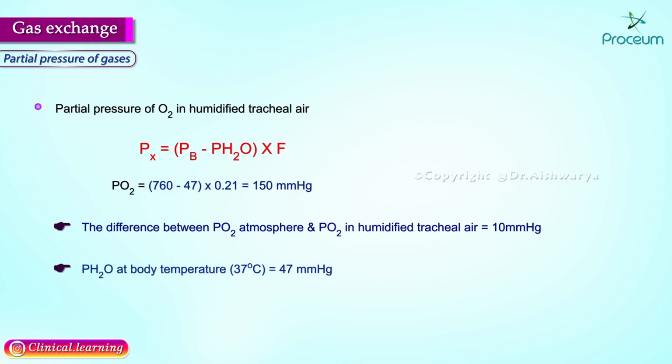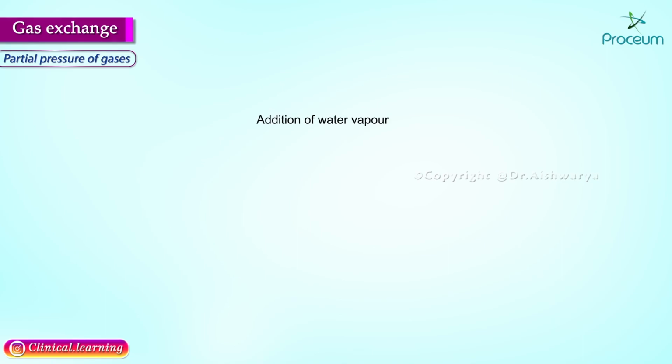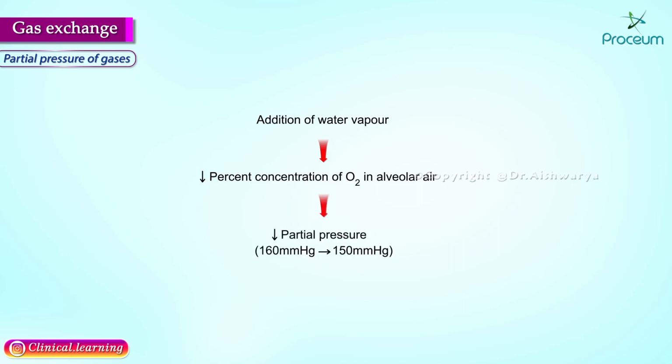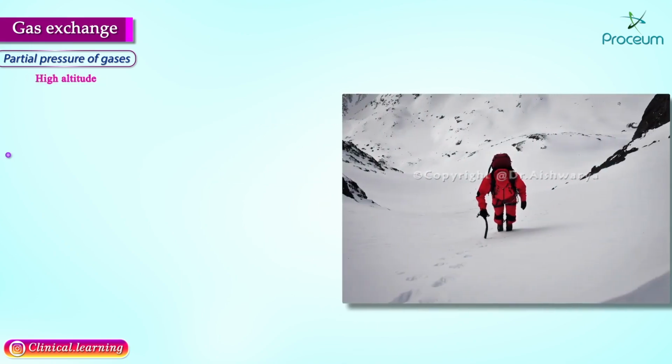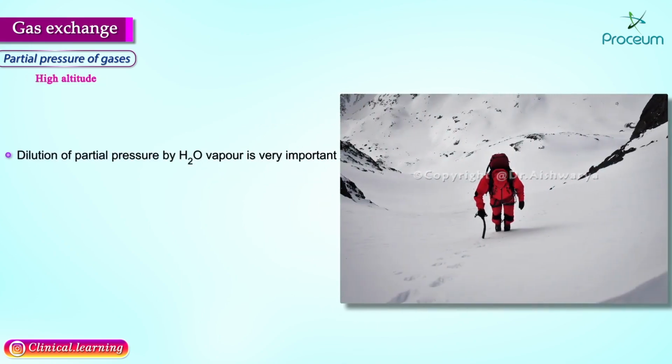And next is the addition of water vapor. That's what I'm explaining to you over here. The addition of water vapor decreases the percentage concentration of oxygen in the alveolar air, which leads to a decrease in the partial pressure from 160 to 150. So the dilution of the partial pressure by the water vapor is very important at high altitudes, where the atmospheric oxygen tension is already low.